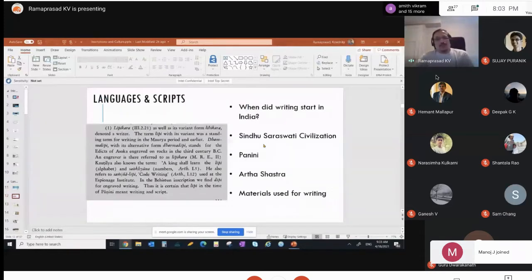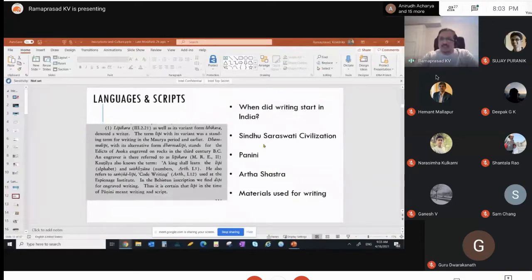Okay, so when did writing start in India? We think that during the Indus Saraswati civilization, we see lots of these seals, and there are short inscriptions on them. But until now, we have not really deciphered what language it is, or whether it represents a language. There's a lot of controversy on what those short seals from the IVC, the Indus Valley Civilization, or Sindhu Saraswati Civilization, tell us. Some people say it's just a trader's mark, like a trademark, and not a real language, so we don't know.